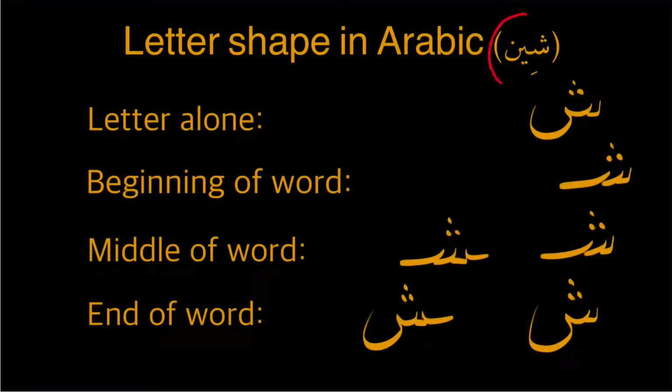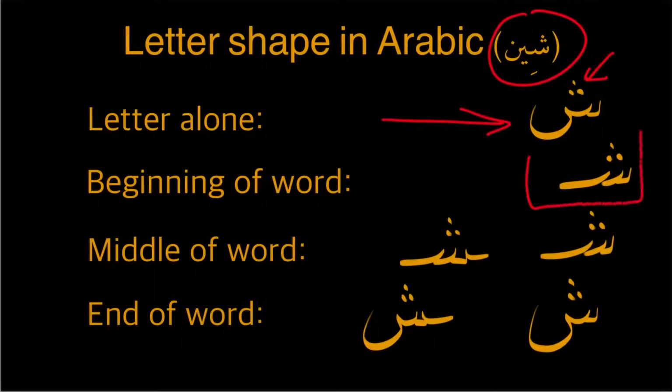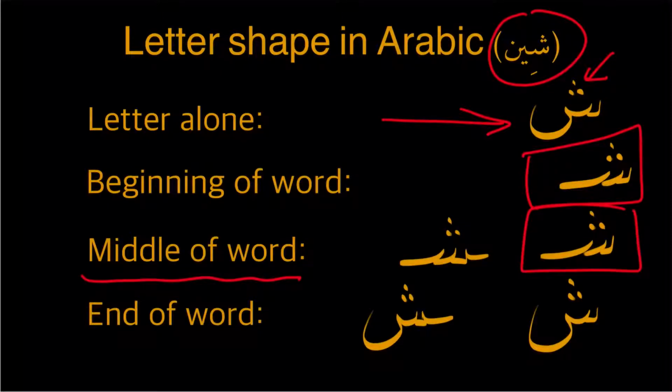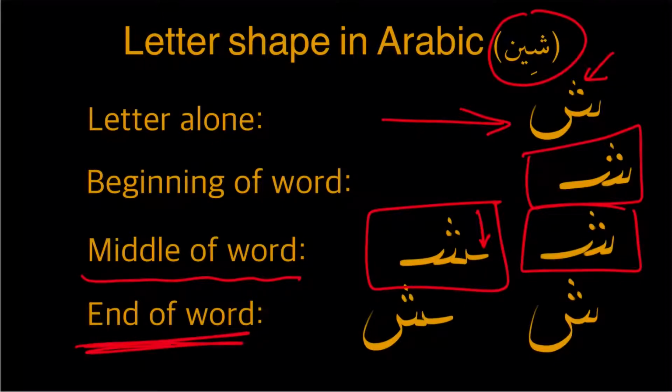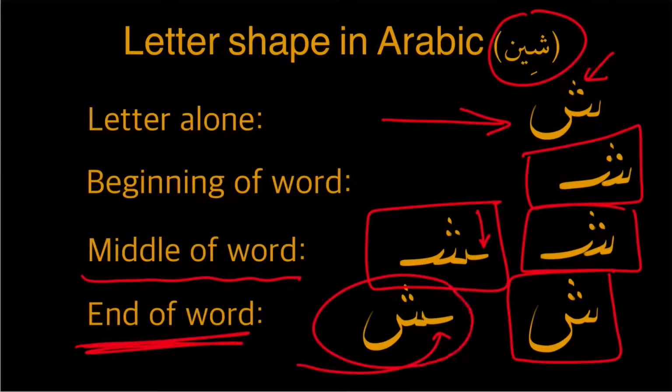What about the Shīn or Sha letter? So this is how the Shīn letter looks like when it is alone. This is how it looks like when it is at the beginning of a word. And this is how the Shīn letter looks like when it is in the middle of a word, and it could be connected to a letter before. What about if it was at the end of a word? It can look like as if it is alone or connected to a letter before.